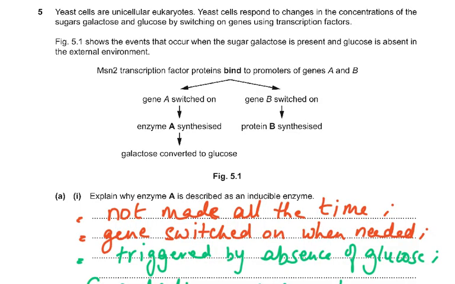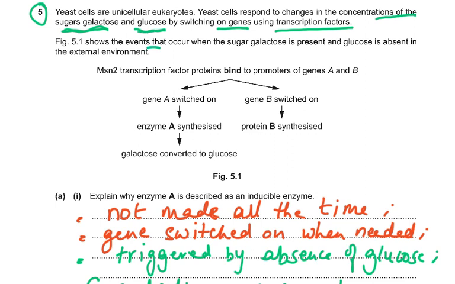Come to question 5, which is probably the last question we do in this video. Yeast cells are unicellular eukaryotes. Yeast cells respond to changes in the concentrations of the sugars galactose and glucose by switching on genes using transcription factors. So let's read the question again. Yeast cells respond to two substrates, galactose and glucose, by switching on genes using transcription factors.